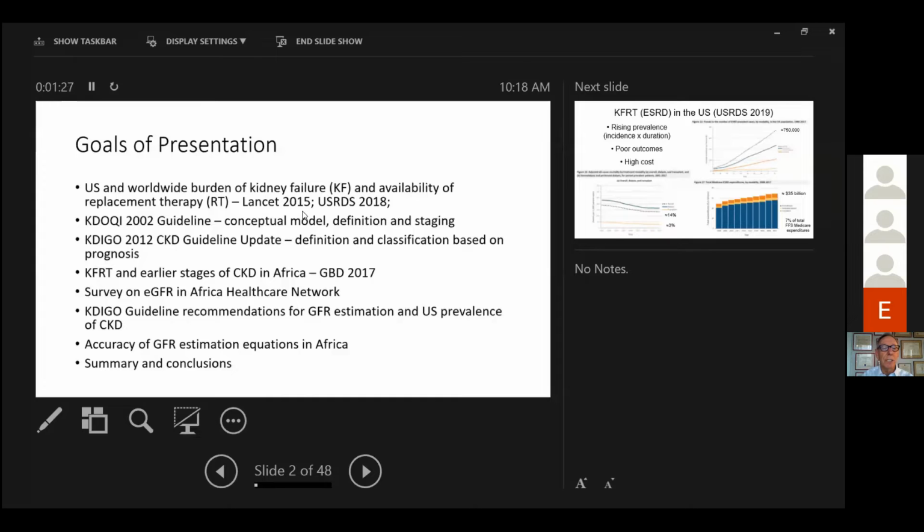Thanks to Nikhil, we distributed a survey on estimated GFR in the Africa Healthcare Network. I was going to talk about how your practices compare to the KDIGO guideline recommendations for GFR estimation. And I was going to talk about the accuracy of GFR estimation equations in Africa, and then have a summary and conclusions. I think my wheelhouse, so to speak, has to do with the estimating equations and the guidelines. So I will very briefly go over the epidemiologic data just to give you an idea about it.